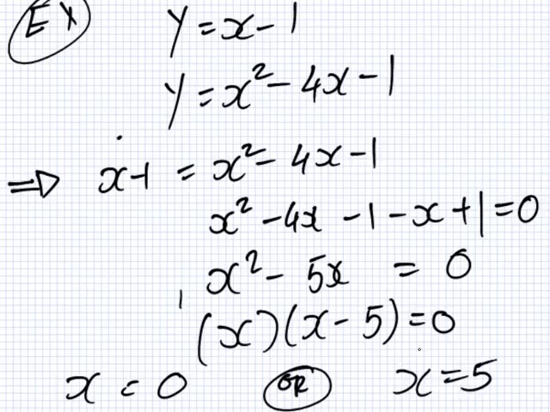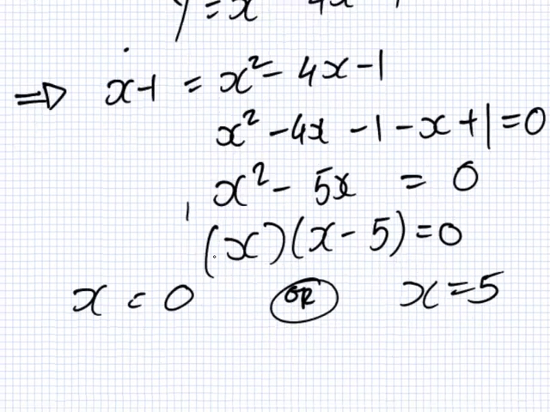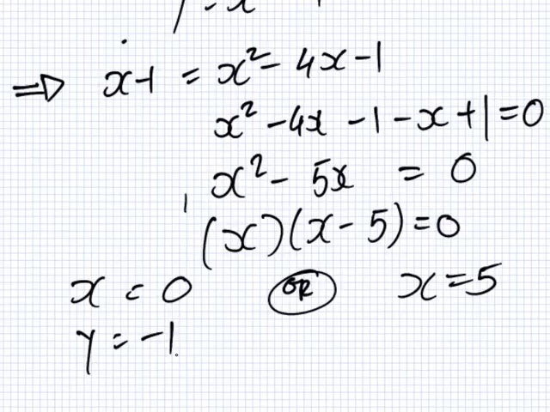But of course, that's only the x. We need to get the y as well. We can substitute the x back into either of these equations. In fact, we should really use the first one. It's easier. So, using the first one, we'll get y equals minus 1 and y equals 4. So these are the 2 points then.